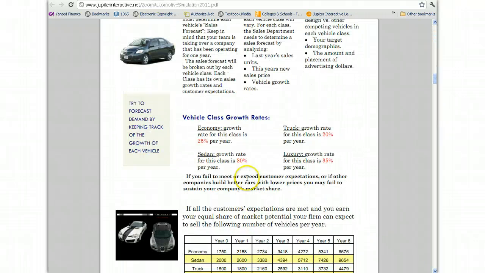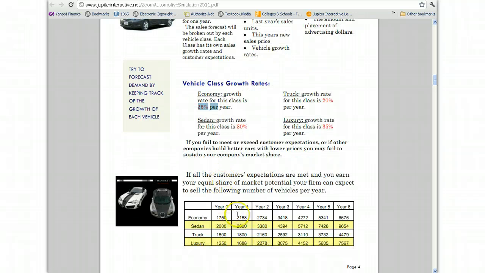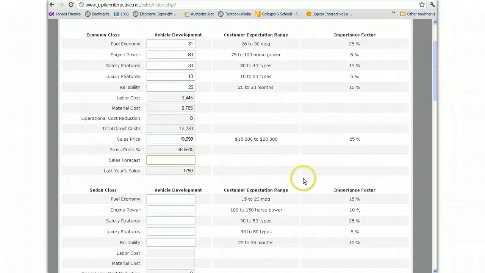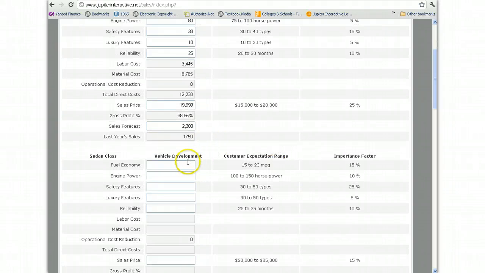And for the sales forecast, I'm going to go back to the user's guide. I'm going to see, okay, so economy growth rate is 25% a year. And in year 1, if we're all pretty much equal in how we're advertising and we built the same exact cars, that's what I could sell. So I'm going to go back to here. I'm going to say, okay, maybe my cars are going to be better, probably better. So I'm going to make it a little bit higher than the 25% growth rate on last year's sales.